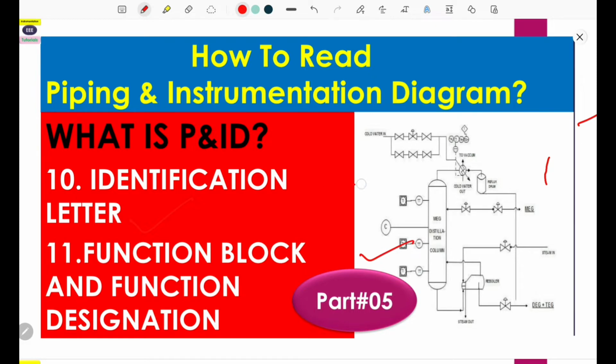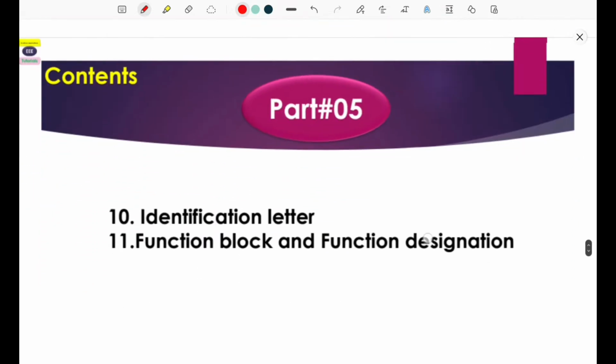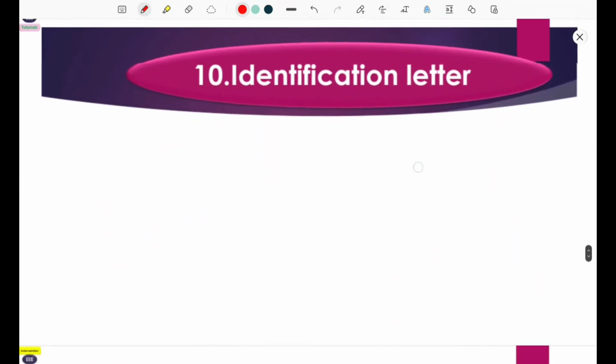In the identification letters A to Z, when the symbols are seen on a P&ID, each letter defines a type of instrument. So you have to understand the meaning of A to Z in a P&ID, and also the function blocks and function designations. What are the functions and what are the designations? First we will see the identification letters.